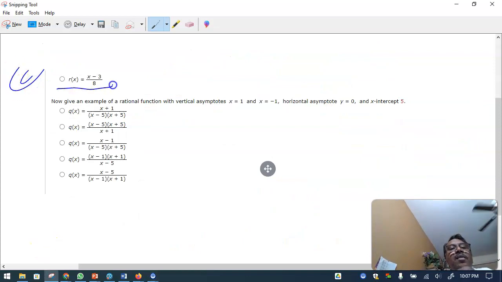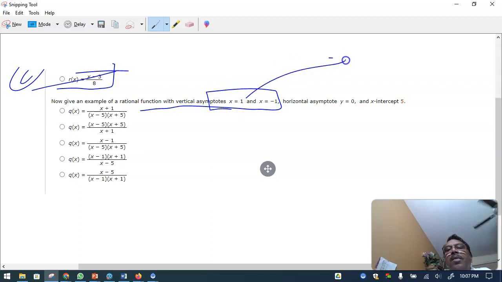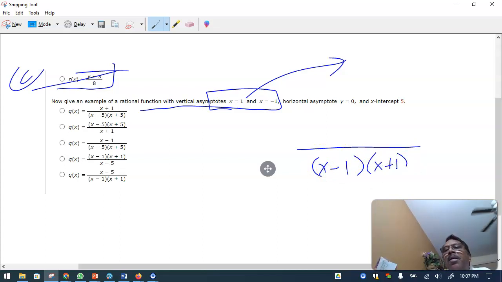Question number 3 says, so you are given vertical asymptotes. These are the two vertical asymptotes. By just looking, if it is a vertical asymptote, the denominator has to be x minus 1 and x plus 1. And done. And the horizontal asymptote is y equals 0. That means the degree of the numerator has to be less than the degree of the denominator, 1 and 2.